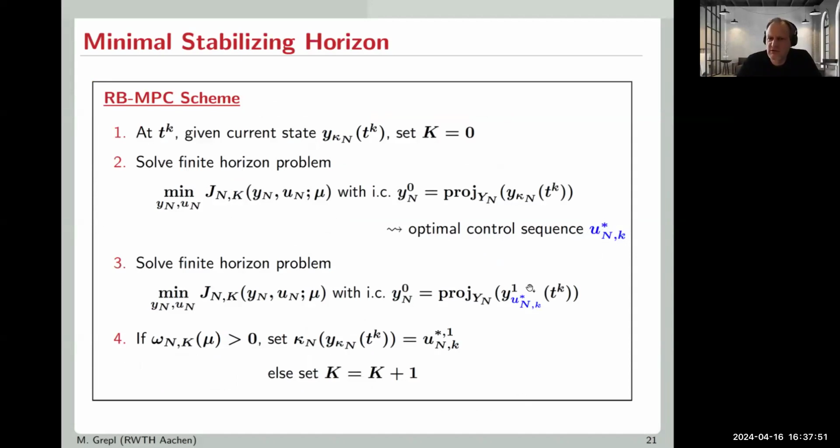We define the RB MPC feedback law, again, as the first element of the sequence. We solve another reduced basis finite horizon problem. We check whether our RB suboptimality degree is greater than 0. If yes, we have our stabilizing control. If not, we can increase the minimal stabilizing horizon by 1 and check again.